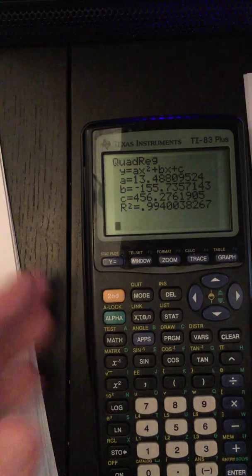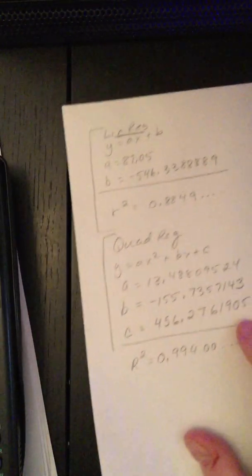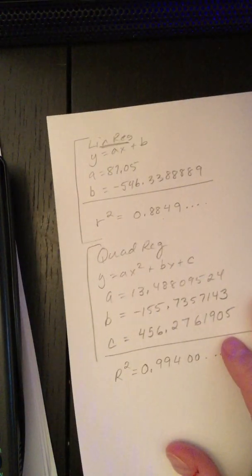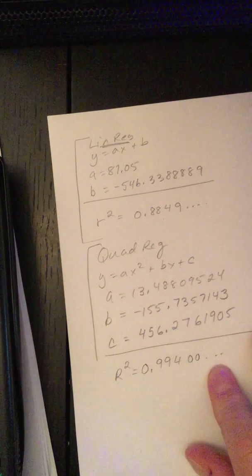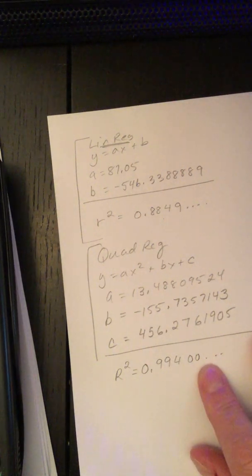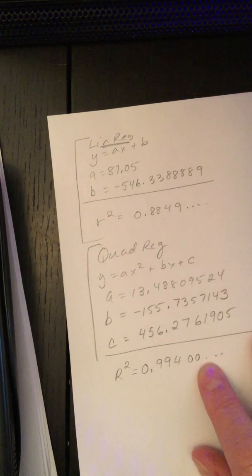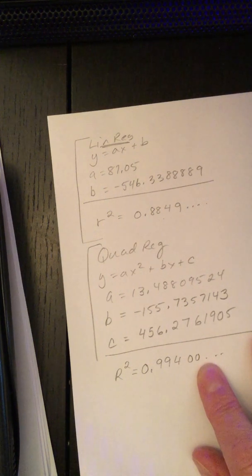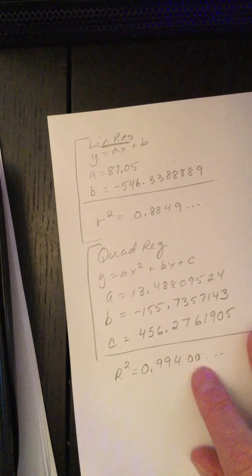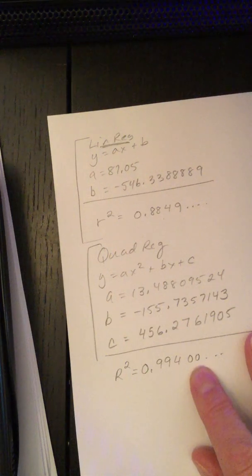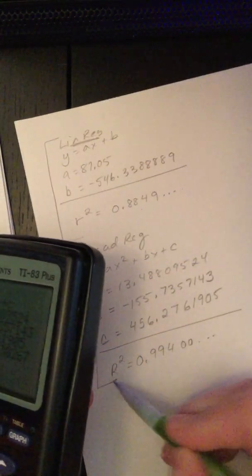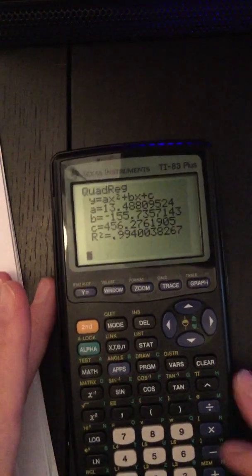So, comparing that to our R2 for our linear regression, the quadratic regression is much closer to 1. So, it means that it's more likely to be a quadratic function than a linear function. That is what that number is telling me. However, we're not done. There's one more regression we can do, right? So this is our quadratic regression.